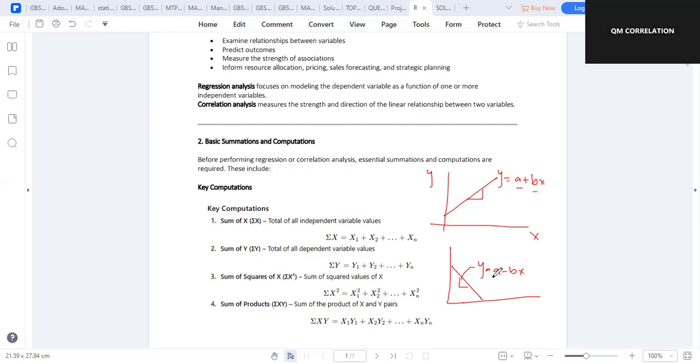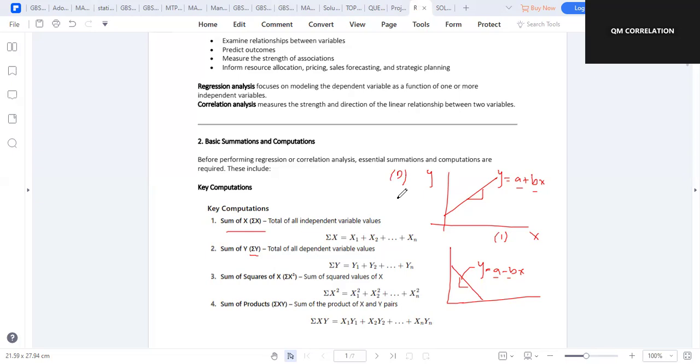The basic terms that we need to understand: number one, the sum of X. How do you find the sum of X? Number two, we must also understand how to find the sum of Y. It's simply adding up all the dependent variables of Y. Y stands for the dependent variables, and X stands for the independent variables. The dependent variable is the outcome, the independent variable is the input.